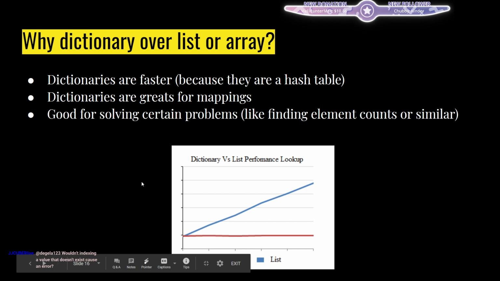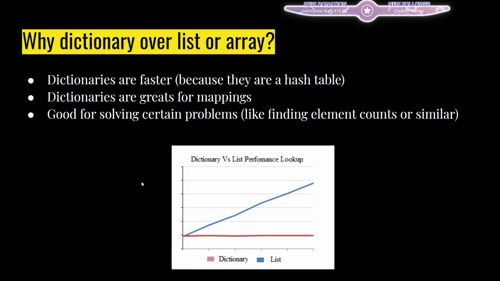So why do we need a dictionary over an array or list? Well, first, or actually for me personally, it's the last reason, but it is faster. In most cases, dictionary is faster for lookups. And this is a performance comparison at the bottom that you can see.